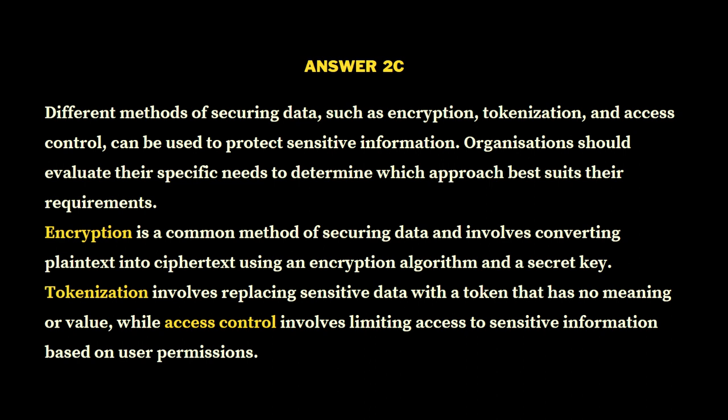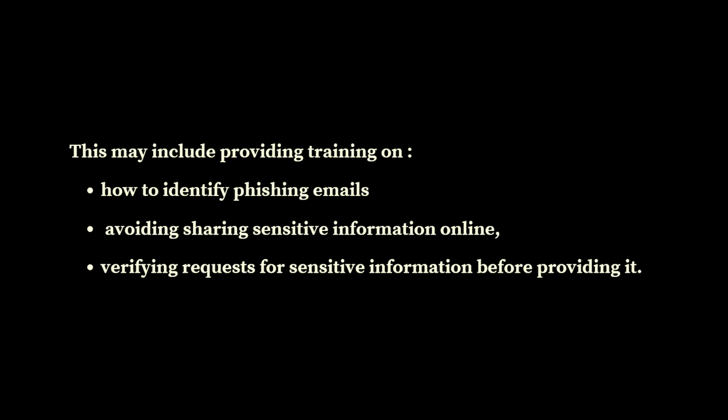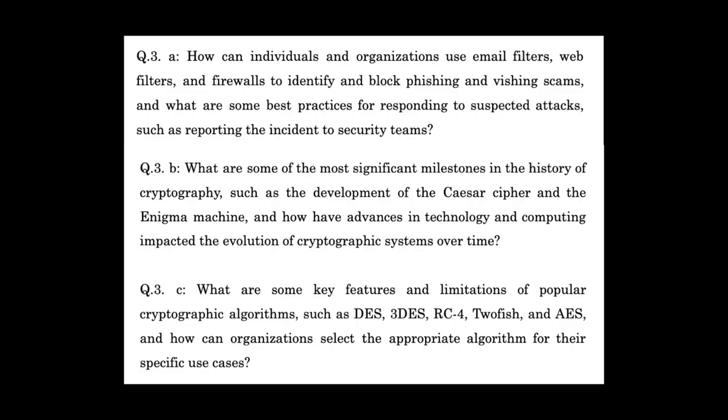Encryption is a common method of securing data and involves converting plain text into ciphertext using an encryption algorithm and a secret key. Tokenization involves replacing sensitive data with a token that has no meaning or value, while access control involves limiting the access to sensitive information based on user permission. This may include providing training on how to identify phishing emails, avoid sharing sensitive information online, and verifying requests for sensitive information before providing it.